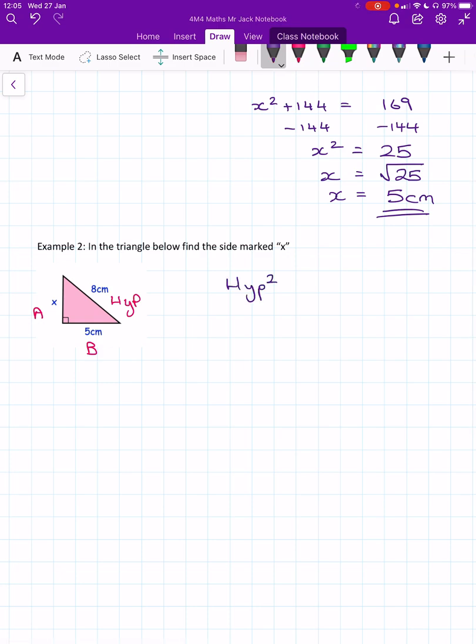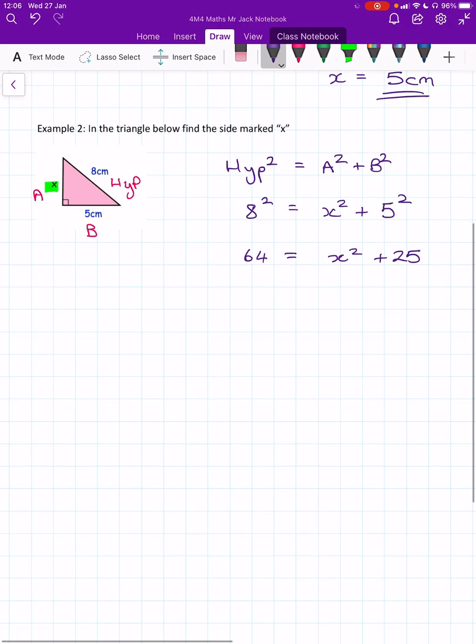Pythagoras' theorem, same as always, A squared plus B squared. Pop in the numbers, 8 squared equals, that's going to be x squared, isn't it? Yes, because A is x down here. So that's going to be x squared plus, and B is 5 squared. 8 squared I know is 64. 5 squared is 25.